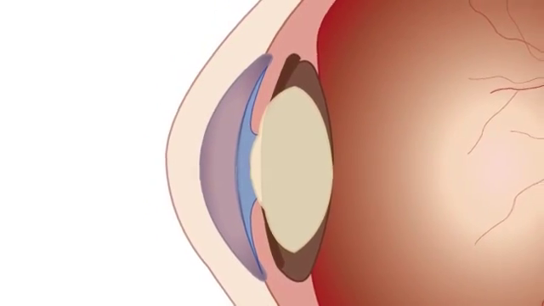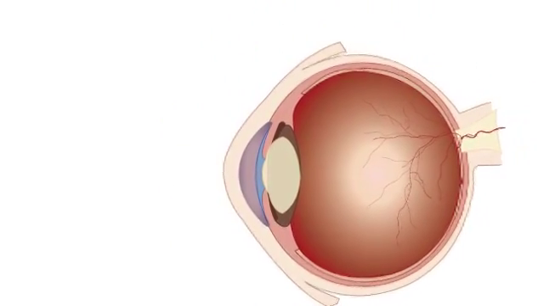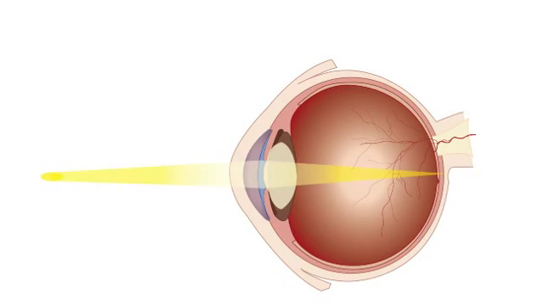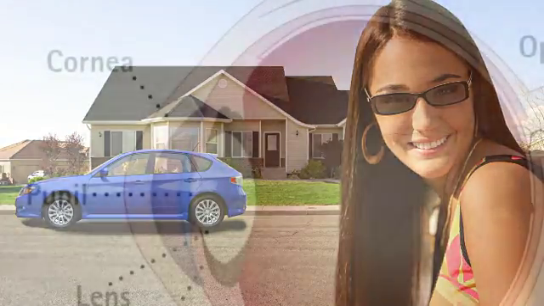Emmetropia. Emmetropia is the opposite of a vision disorder and is the medical term used to describe the condition of a normal eye that focuses rays exactly on the retina, resulting in perfect vision. People with emmetropia see clearly at all distances and require no vision correction.